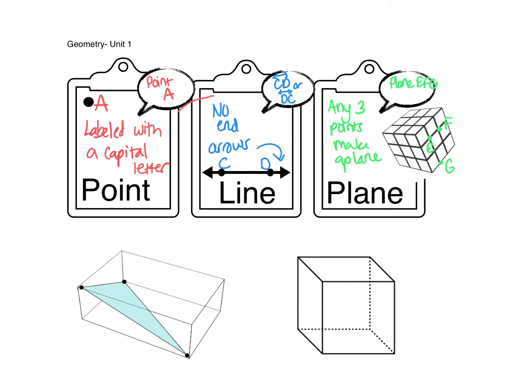Another way that you can name a plane is you can use an italicized letter to name a plane. So if I use an italicized letter in the top corner, then I can also call this plane X. It's an italicized letter that you will see also used to name a plane. Okay, so any 3 points can make a plane, any 2 points can make a line.